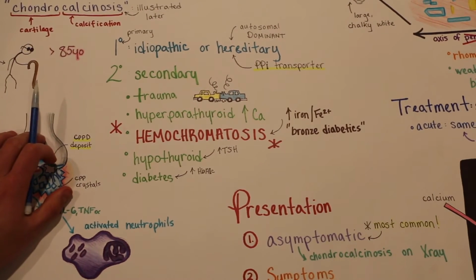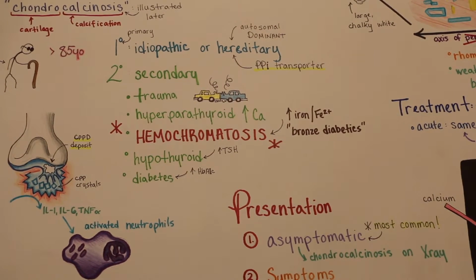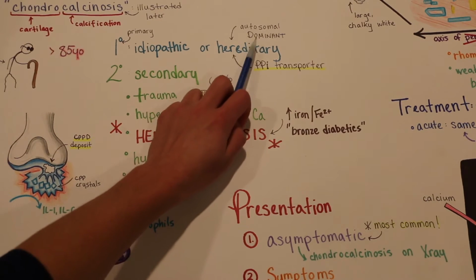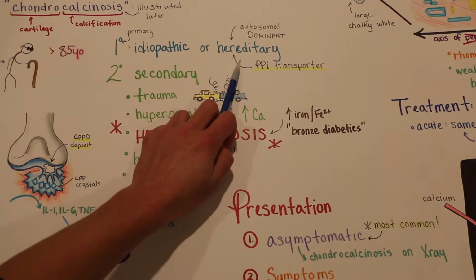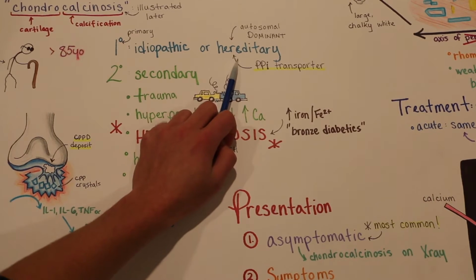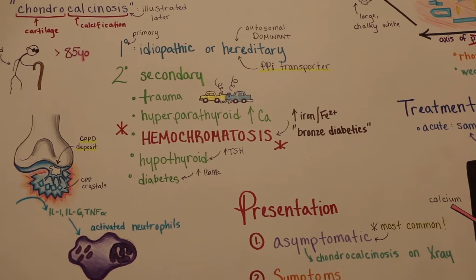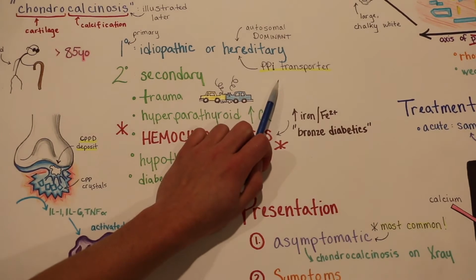CPPD disease is completely idiopathic, but there are also hereditary and secondary forms. CPPD disease can be inherited as an autosomal dominant form, and this has an earlier onset and a more severe osteoarthritis as a result of joint destruction. The mutation detected here is in a pyrophosphate transport channel.